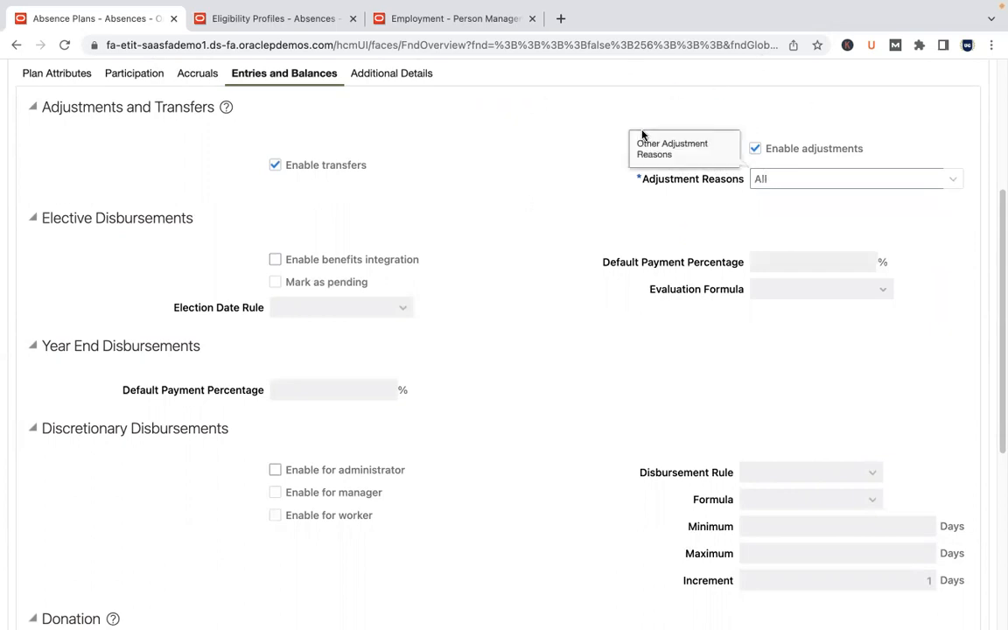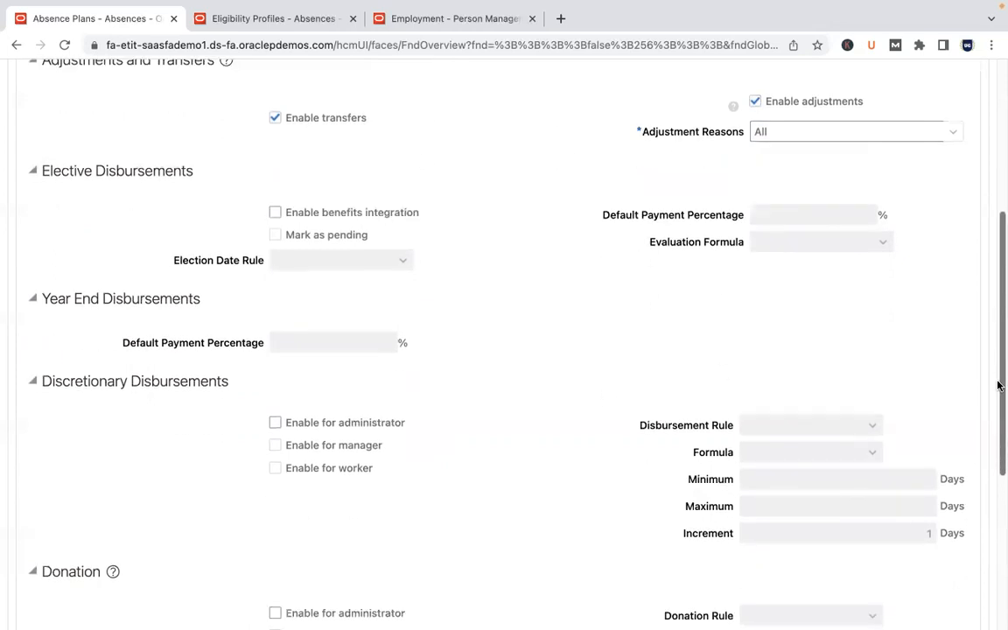I'll refer back to this when I log into the application and show you administration as an HR specialist. I'll point you back to the screen since we are enabling transfers and adjustments. As an HR specialist, if you log into a particular employee account, or go to a particular employee's leave balance, you can do adjustments and transfers since they are enabled on the plan.